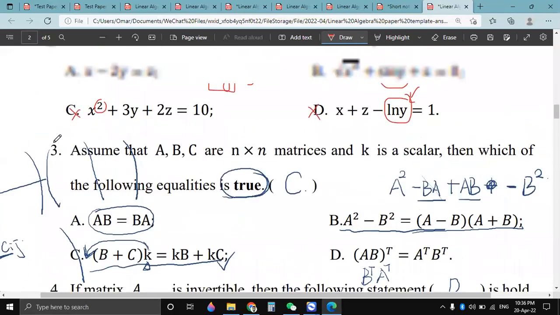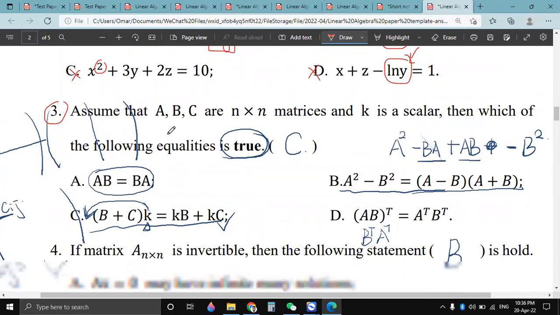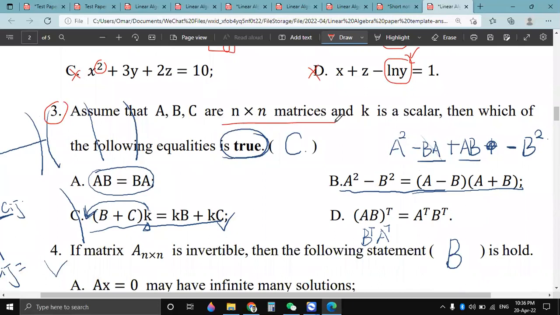And the third question here: assume that A, B, C are n by n matrices and k is a scalar, then which of the following equations is true? So k is a scalar, right? It means k is any real number. So here k is any real number. So which of the following equations is true?